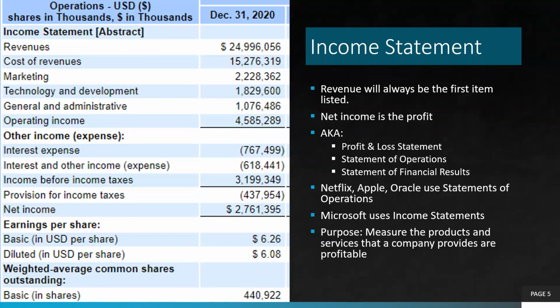So here is what an income statement looks like. This is an income statement for Netflix in 2020. You can see that it has revenues, it has the cost of revenues, it has these expenses of marketing, and so forth and so on. Again, remember, you'll always see revenue as the first line item on an income statement, regardless of what it's called: profit and loss statement, statement of operations, statement of financial results. For example, if you went to SEC.gov and wanted to look at their financial statement, it would be called statements of operations.